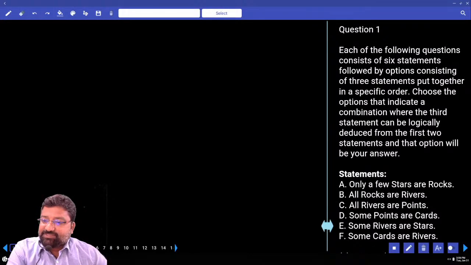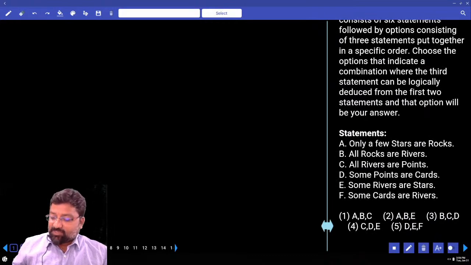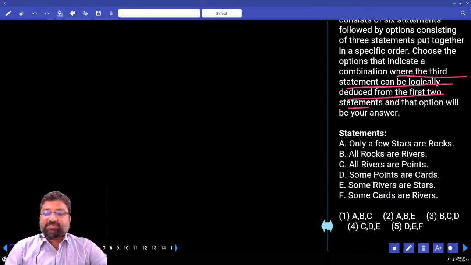Each of the following questions consists of 6 statements followed by options consisting of 3 statements put together in a specific order. Choose the option that indicates a combination where the third statement can be logically deduced from the first 2 statements, and that option will be your answer. Now this line here is very important. Third statement can be logically deduced from the first 2 statements.